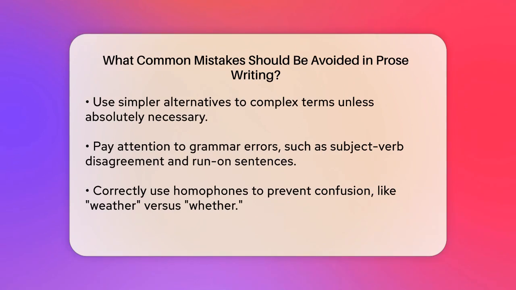Punctuation errors can also disrupt the flow of your writing. Missing or misplaced apostrophes, for example, can change the meaning of a sentence entirely. Remember, an apostrophe can indicate ownership or form a contraction, so use it correctly. For instance, "it is hot outside" instead of "it's hot outside."